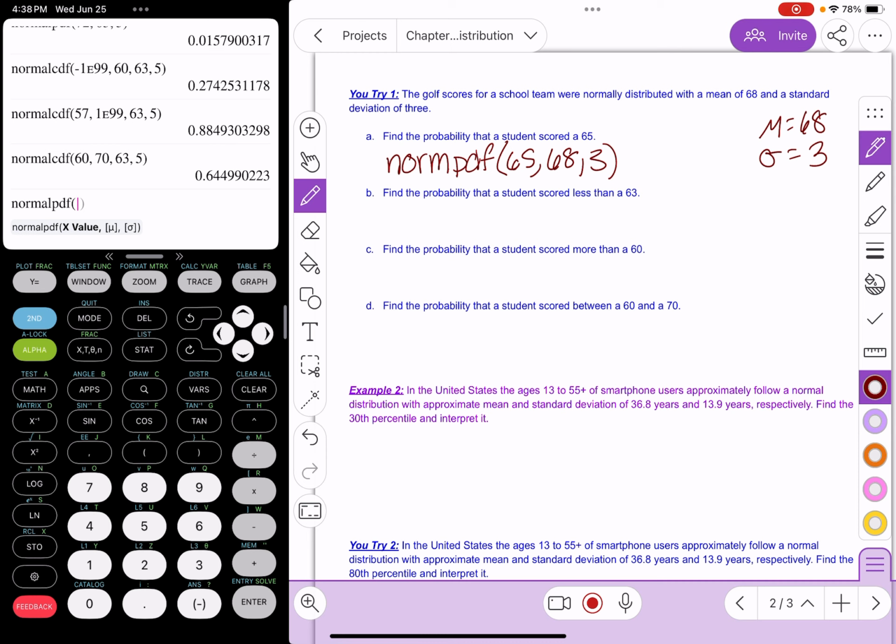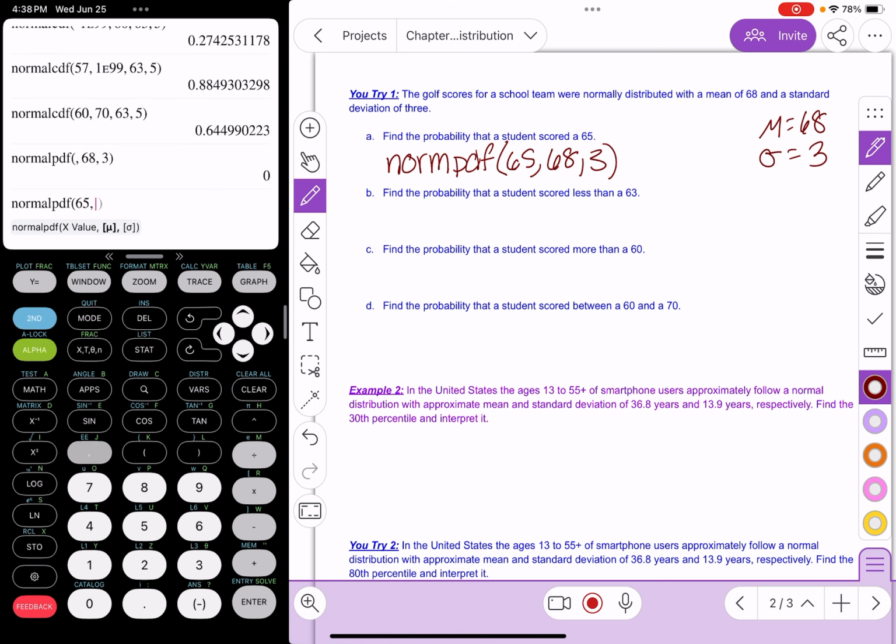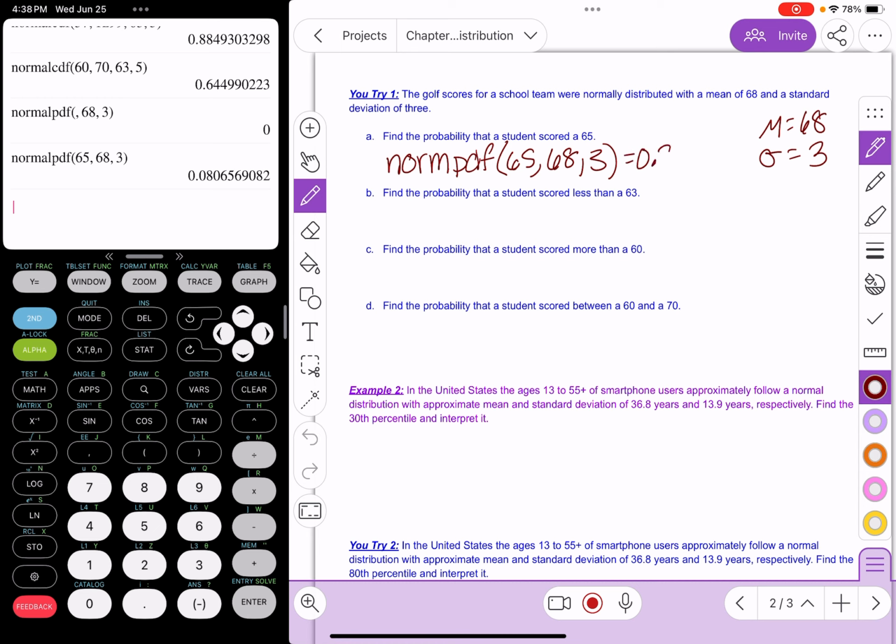So I'm going to type those. 65, 68, 3. And I get 0.0081. And then less than tells me norm CDF.